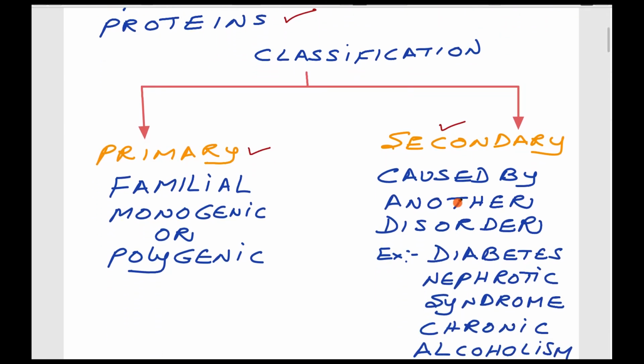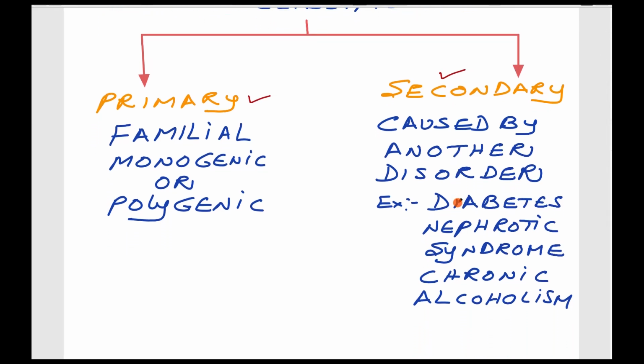Primary means there is a genetic defect. The defect may be monogenic, a single gene defect, or polygenic, multiple gene defects. And the secondary is caused by another disorder. It may be diabetes, nephrotic syndrome or chronic alcoholism.